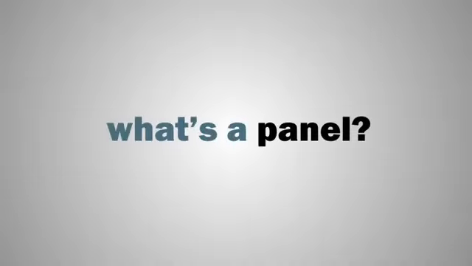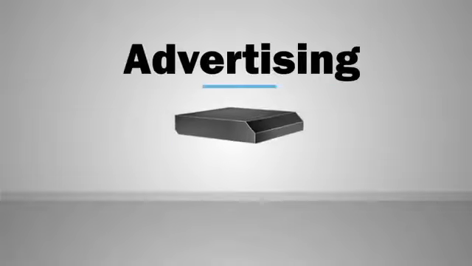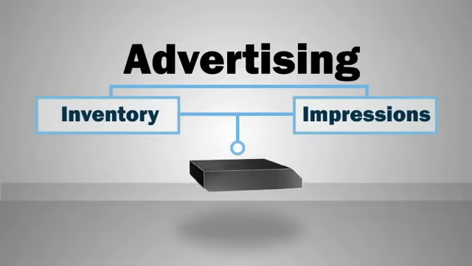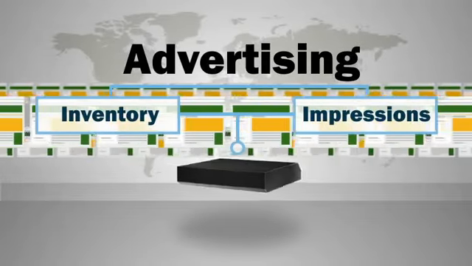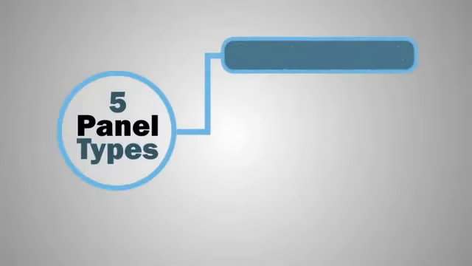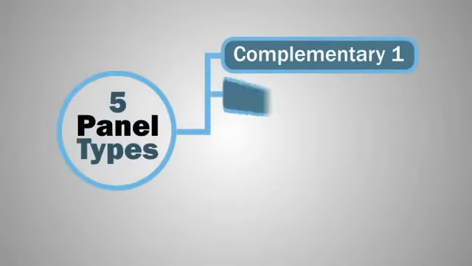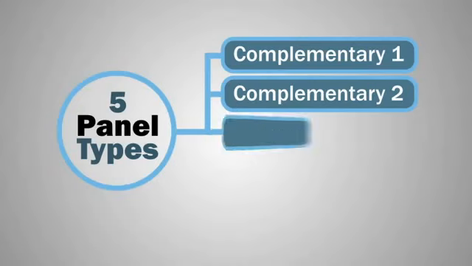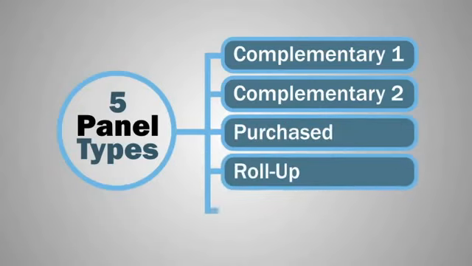By now you might be asking, what's a panel? Well, a panel is a set amount of ad inventory and impressions that Banners Broker will be promoting on your behalf on our global network of websites. There are 5 types of panels, including Complimentary 1, Complimentary 2, Purchased, Rolled Up, and Repurchased.